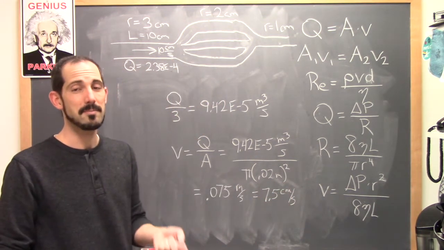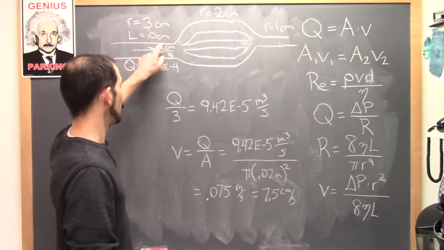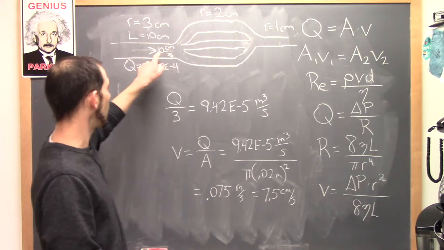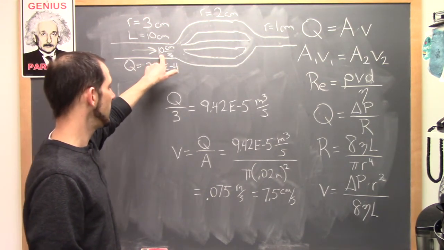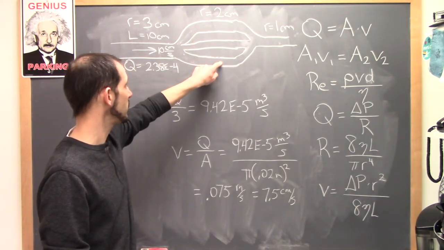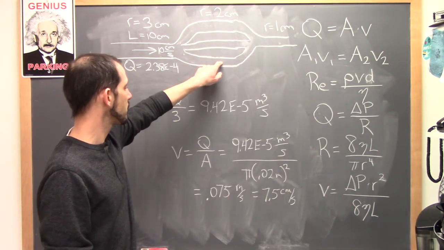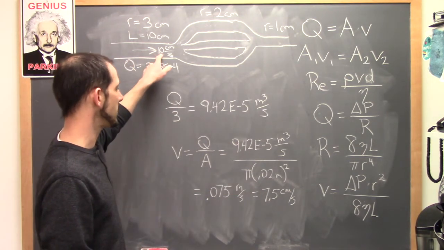So we can see that, in fact, the velocity is not split into 3 equal parts that are each just a third of 10 centimeters. It turns out you do slow down. So there is a slowing down that occurs through here. But it's not as much as a third of 10 centimeters.